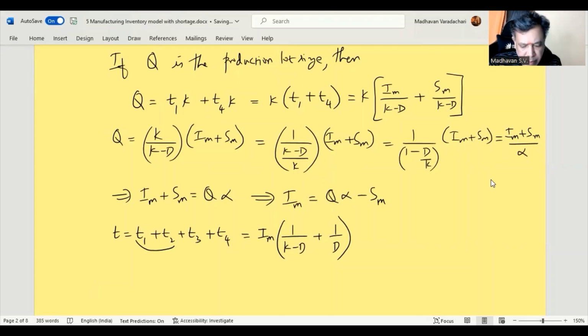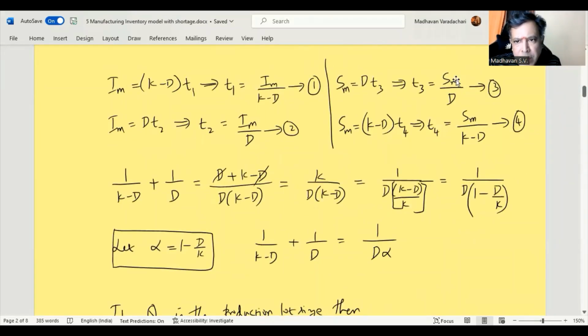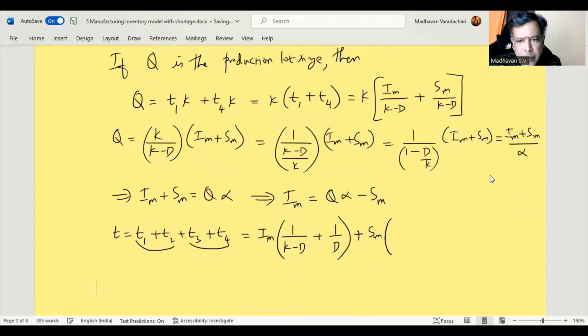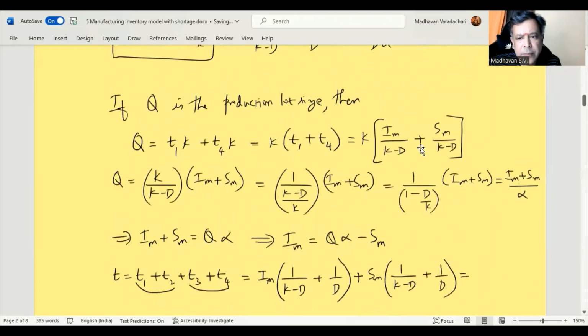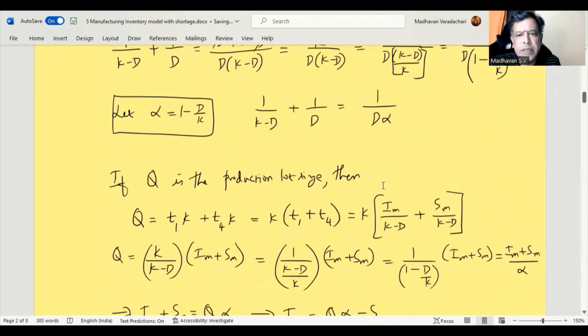And similarly, T3 plus T4 will be Sm times, you may notice it is similar to this. Sm is common, so we can write 1 by K minus D plus 1 by D. So Sm times 1 by K minus D plus 1 by D, which we already know is 1 by D alpha.